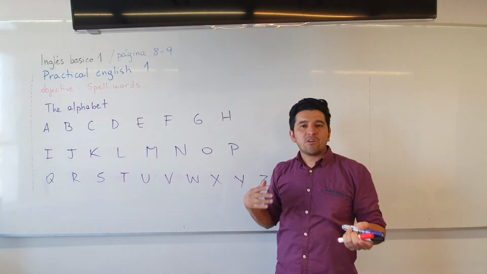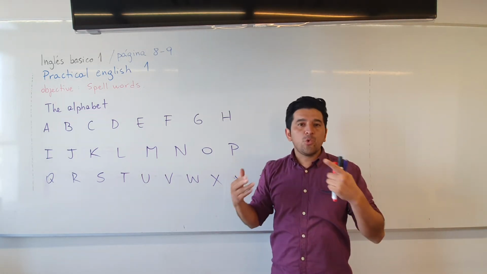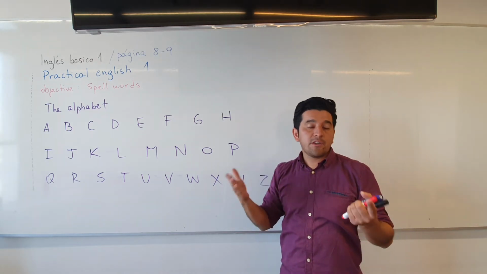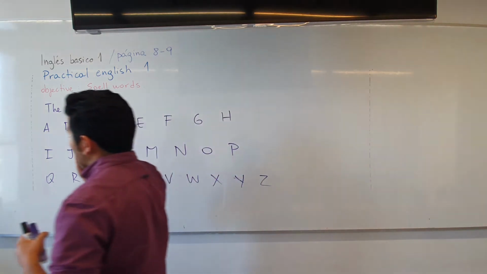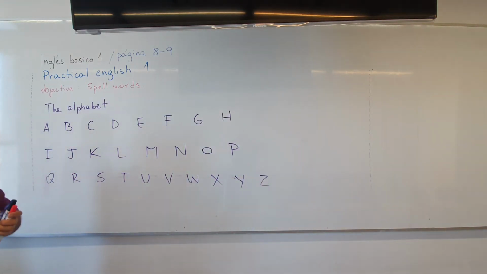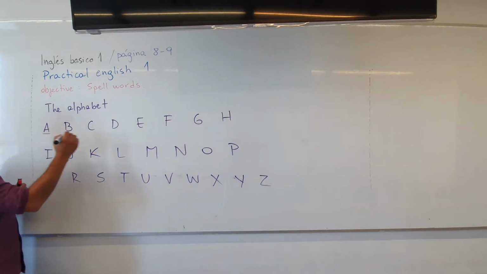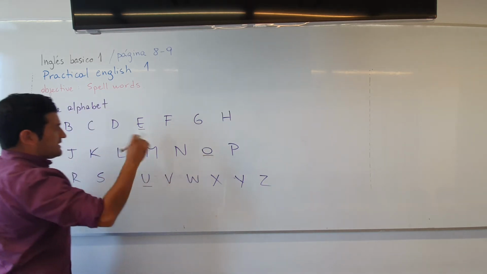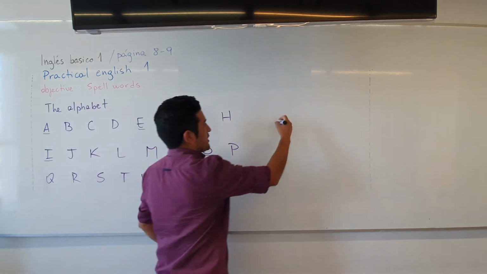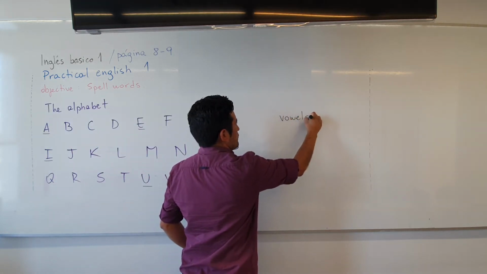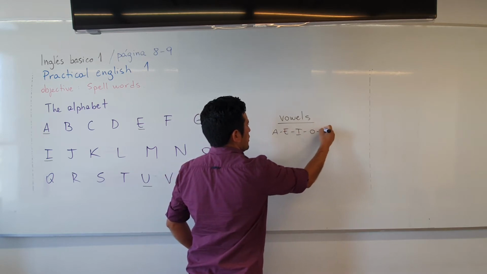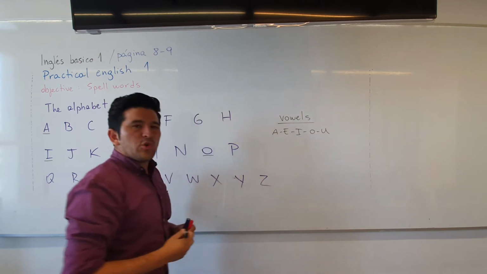So in general, we usually like to spell difficult words or names that are difficult to pronounce, okay? So we're going to check first. The first thing that we're going to check, we're going to start with the vowels here. These are called vowels: A, E, I, O, and U. Those are the vowels.